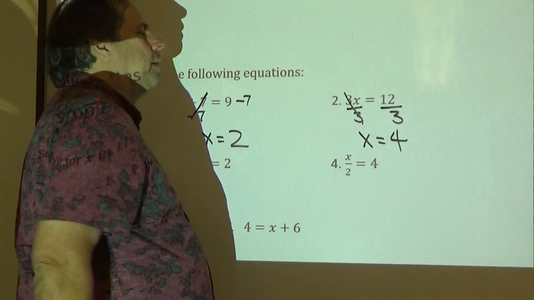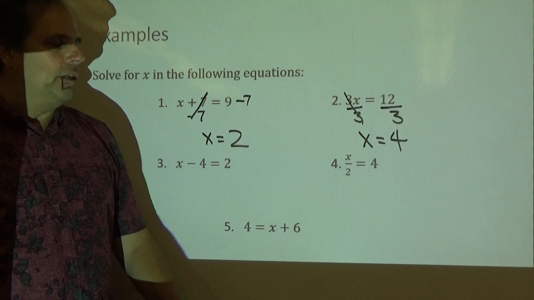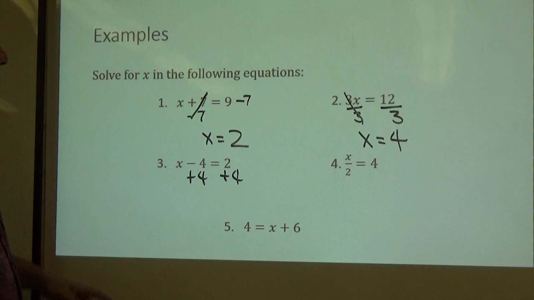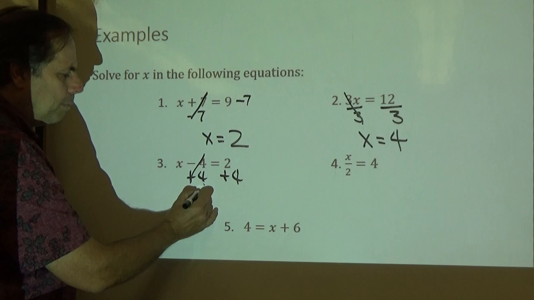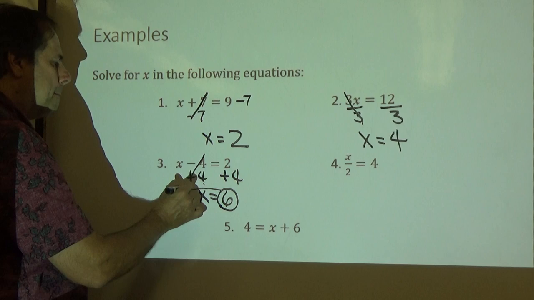x minus 4 equals 2. This is minus 4. This is subtraction. What's the inverse operation of subtraction? Addition. I need to add 4 plus 4. I'm going to do it on this side. What do I have to do on this side? Same thing. Minus 4 plus 4, those go away. I'm left with nothing but x equals 2 plus 4, which is 6. Is this true? Let's substitute the 6 back in for the x. 6 minus 4 equals 2.